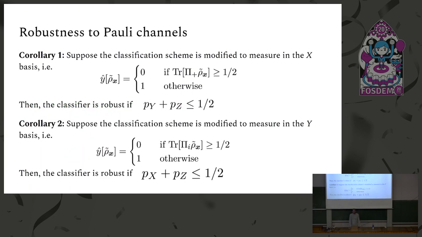This is just saying, you might ask what's special about px and py. That's sort of an asymmetry. The reason those are the ones in the condition is because we're measuring in the z basis. So you could flip this around and measure in a different basis and then change around what the condition is. And this might be useful if you have a noise model for a particular computer where one of px, py, or pz is high. Then you can measure in a different basis and get better classification results.